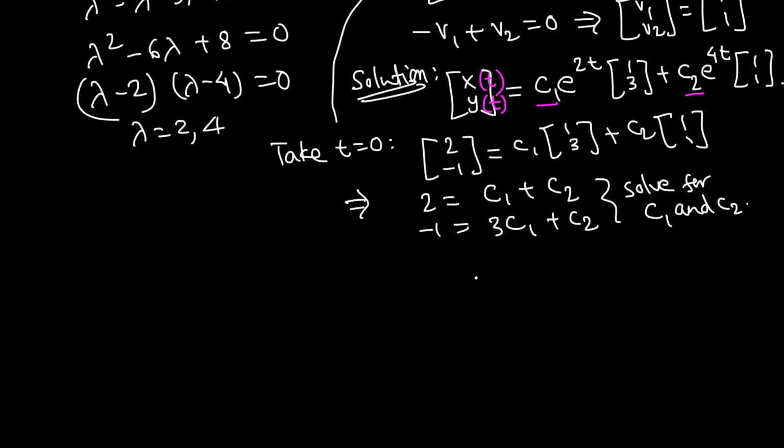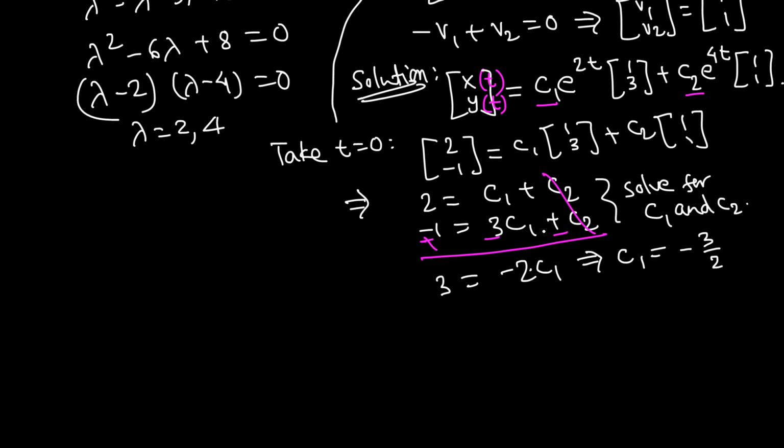We can use the method of elimination or the method of substitution. Let's just use elimination. Let me subtract the second equation from the first. Subtract means we multiply by negative 1, which makes plus, minus, minus, so c2 is gone. Then we have c1 minus 3c1, which is negative 2c1, and 2 plus 1 is 3. So 3 equals negative 2c1. That means c1 equals 3 over negative 2, which is negative 3 halves.